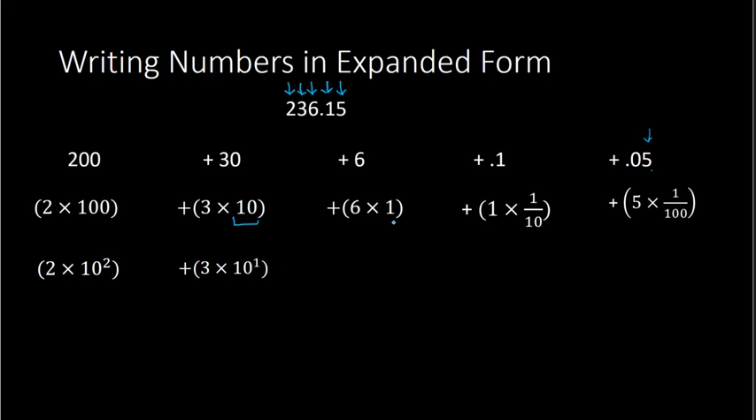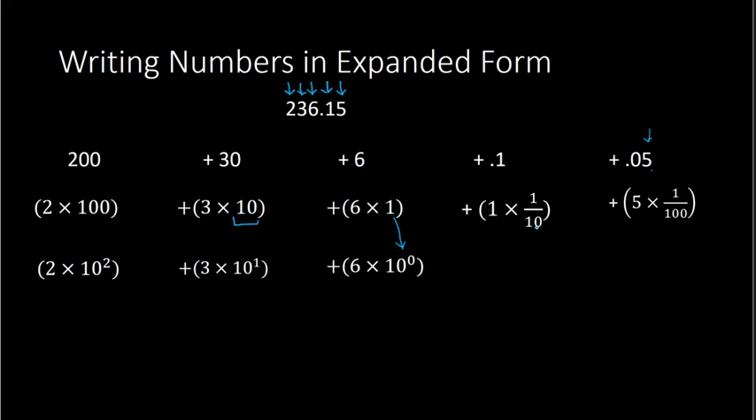So this next one, if we write this as 6 times 10 to the 0 power, that would be another way of writing this 1. Because remember, anything to the 0 power is 1. And I write it like this to keep the pattern going of the exponents. So 2, 1, 0. So then here, 1 times 1/10.